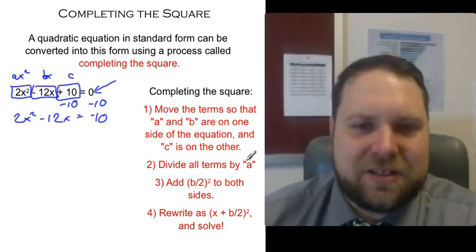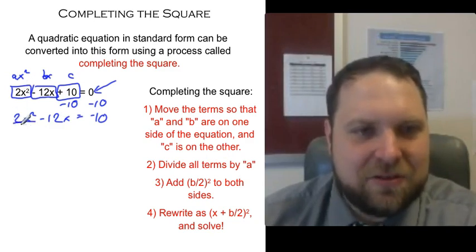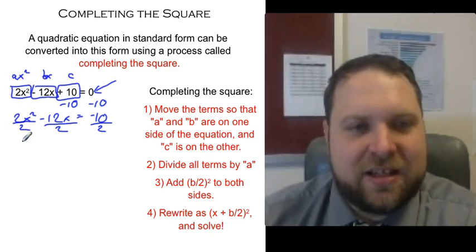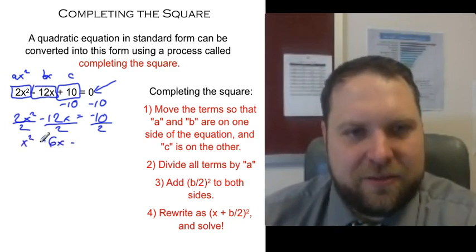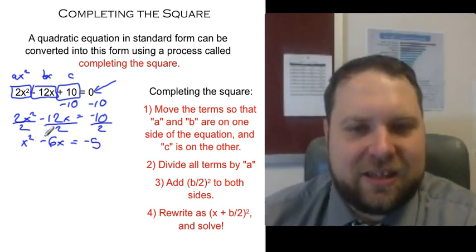Now what I want to do is divide all terms by a. So a in this case is 2, so I'm going to divide everything by 2. Essentially all this does is make our a value equal to 1 and makes everything just a bit easier to work with. Once I've divided that through, I now have a equal to 1.